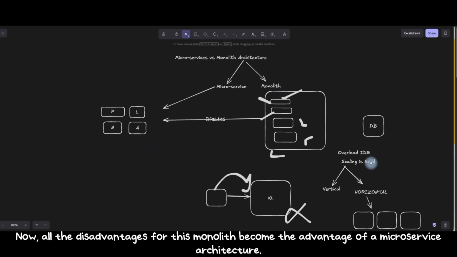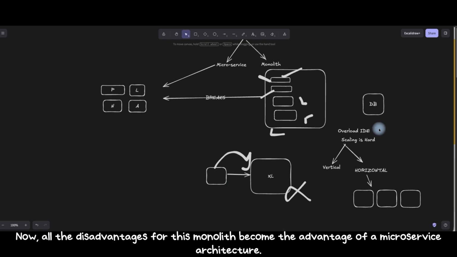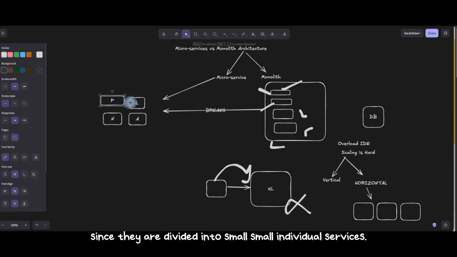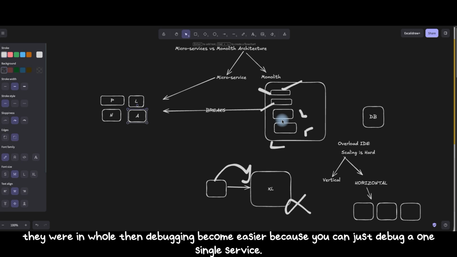Now all the disadvantages of the monolith become advantages of the microservice architecture. Since the application is divided into small individual services instead of being one whole, debugging becomes easier because you can just debug one single service.